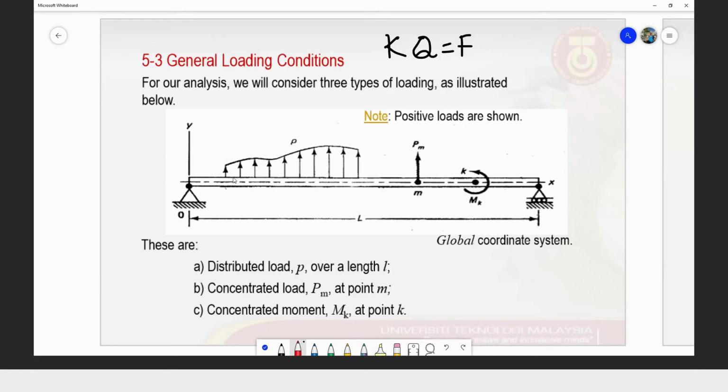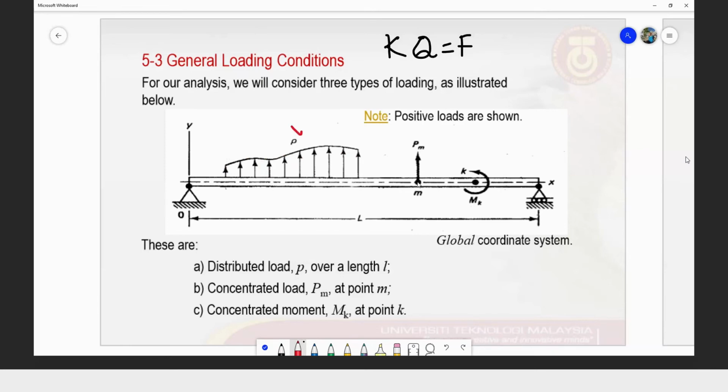Kalau kita ada this section of our beam that is attached to other structures that have certain weight, so dia boleh jadi distributed load ataupun under certain pressures lah, certain pressures. So we have distributed load.